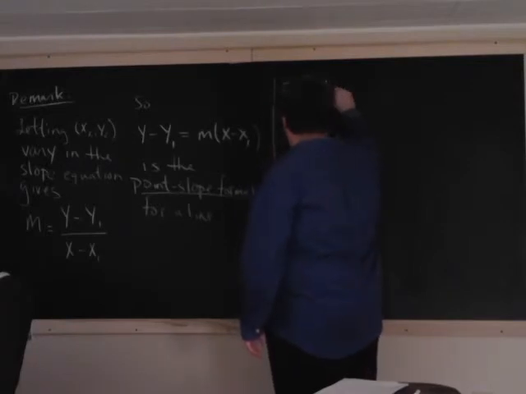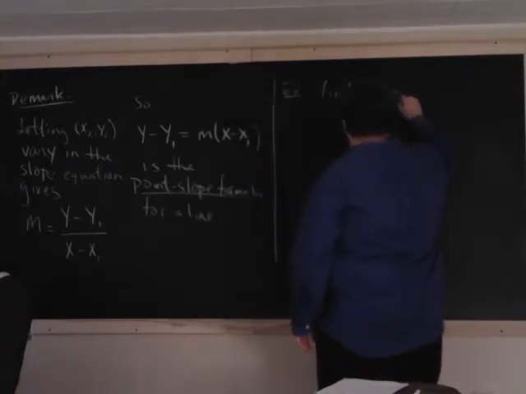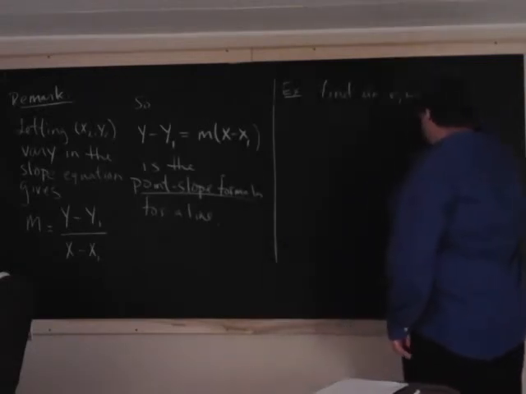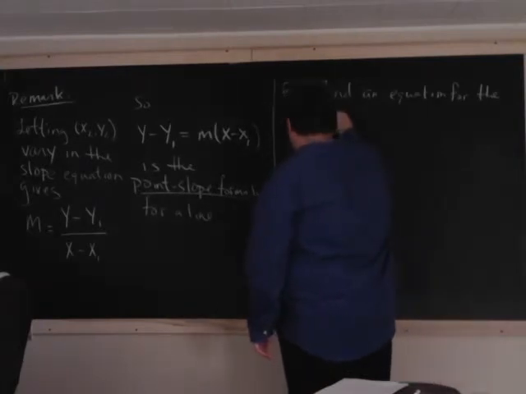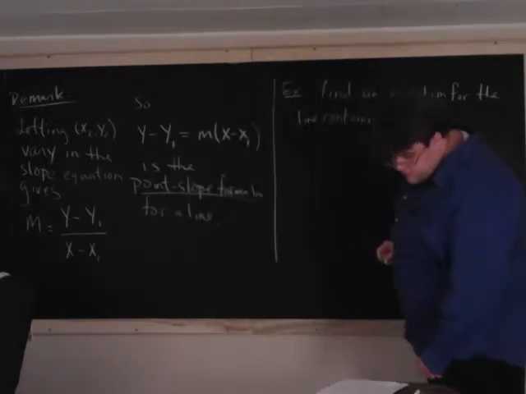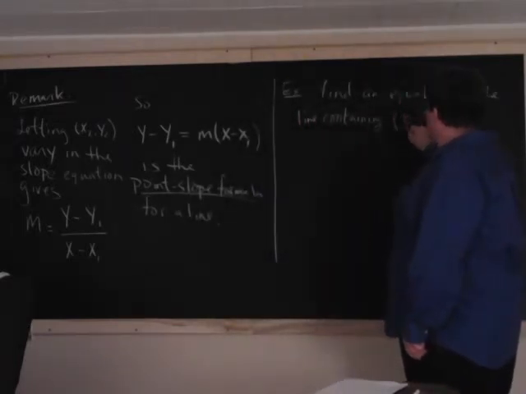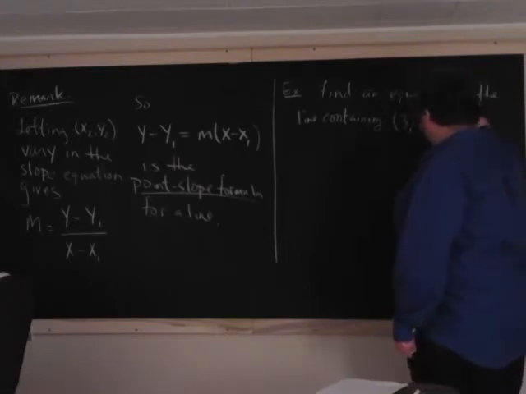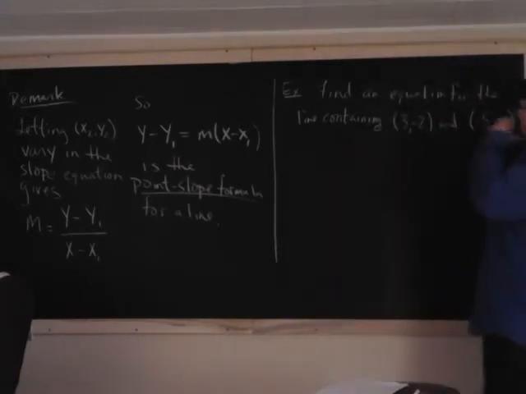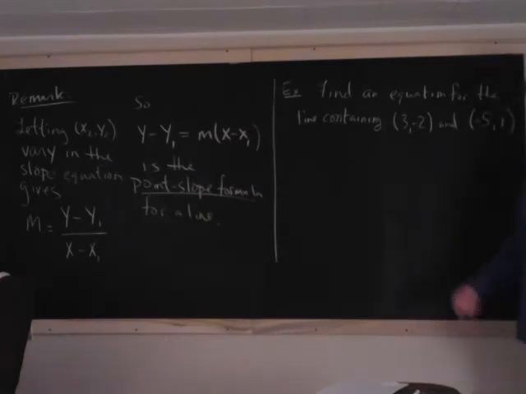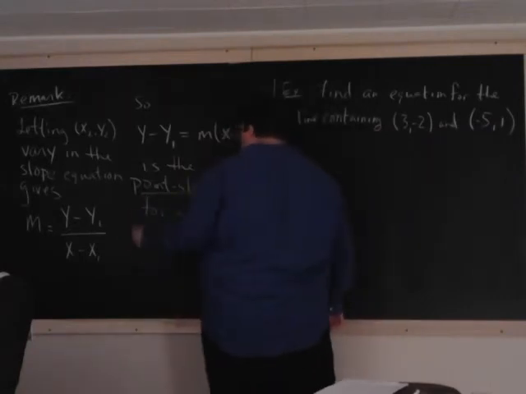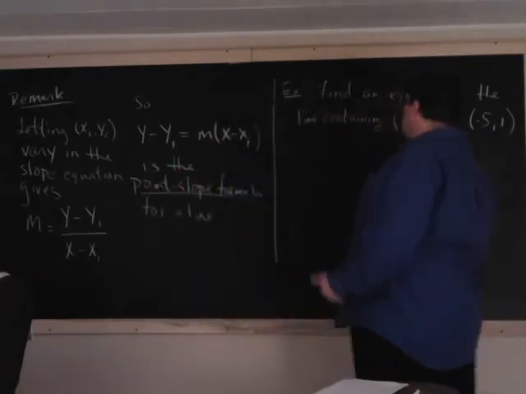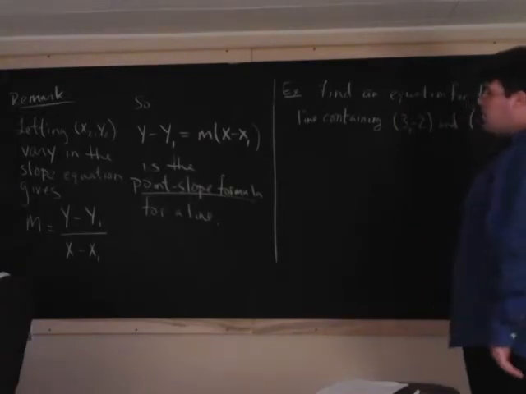Example: find an equation for a line containing these 2 points. What were the 2 points in the previous one? 3, -2, and -5, 1. Find an equation for the line. Now, in calculus, we want an equation for a line. What we need is a point and a slope. So I always like writing down right at the beginning that we need a point and a slope.